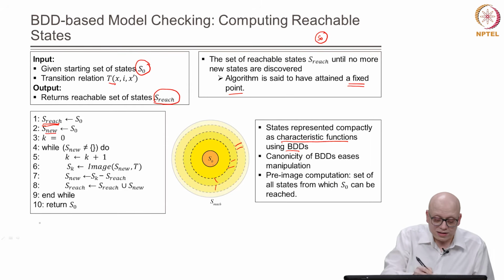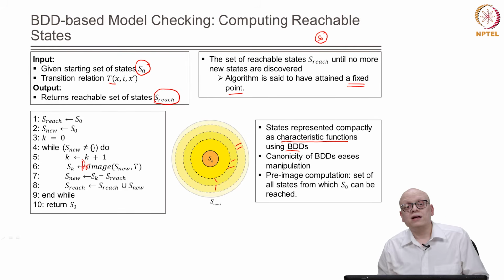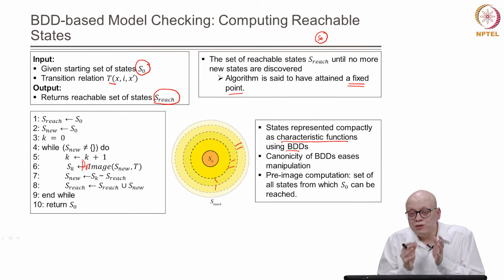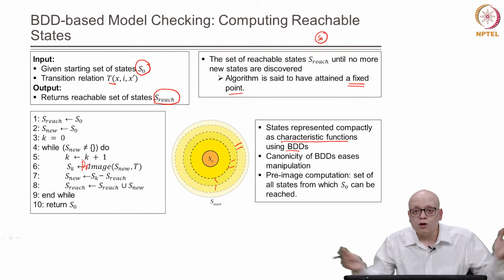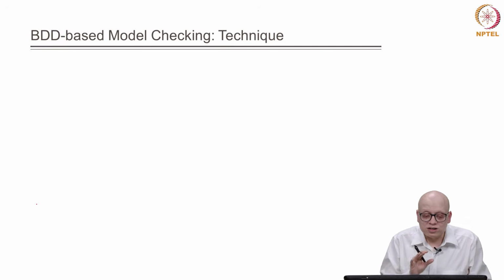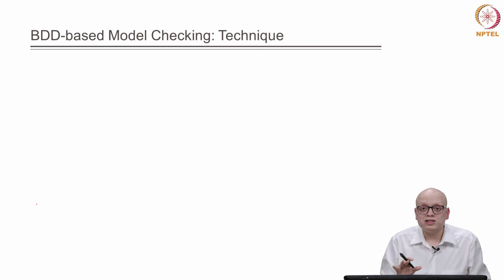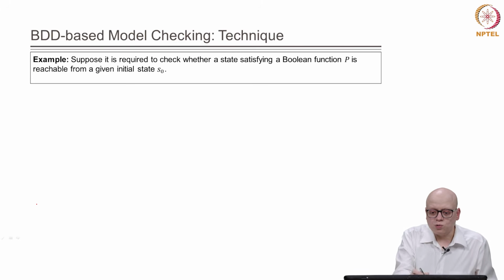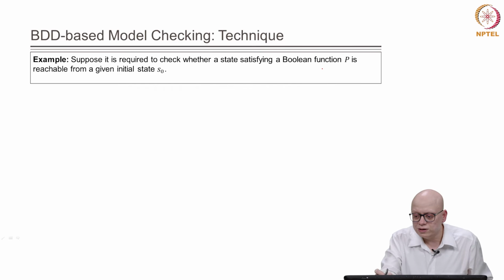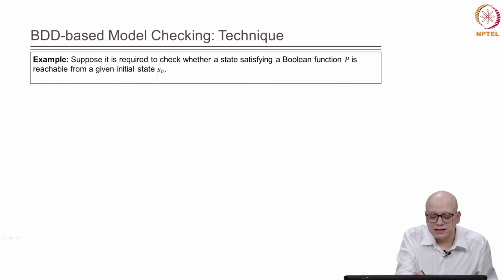Now, in this algorithm, if instead of image we put pre-image, then what will happen? Then we can compute the set of states from which a given set of states can be reached. Now, having understood reachability analysis, or how the set of reachable states is computed using BDDs, let us understand how it is employed in model checking. So, suppose it is required to check whether a state satisfying a Boolean function P is reachable from a given initial state S naught, right.